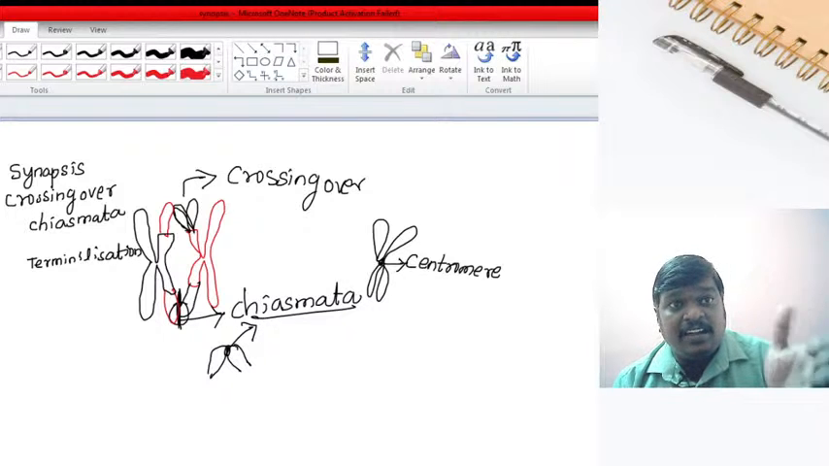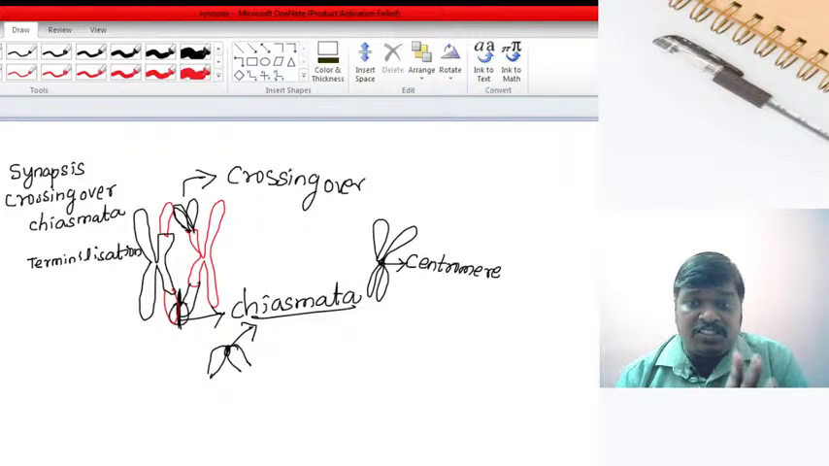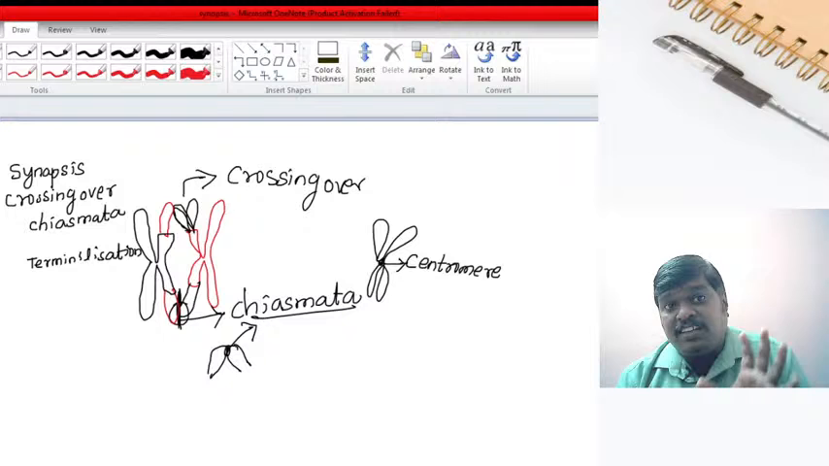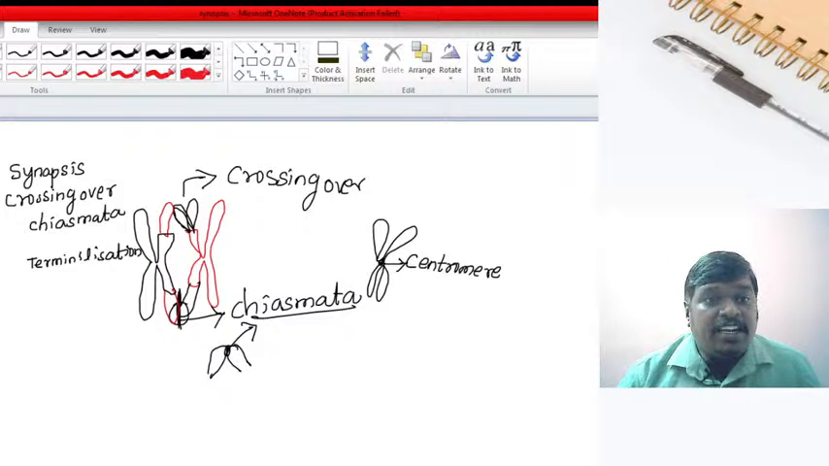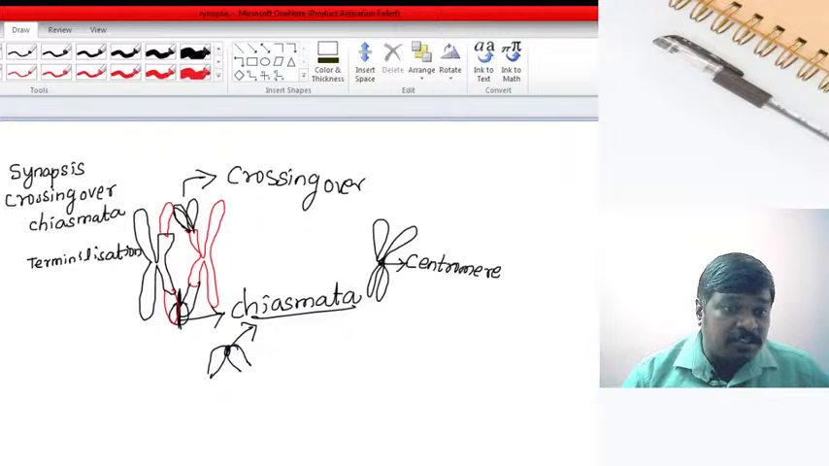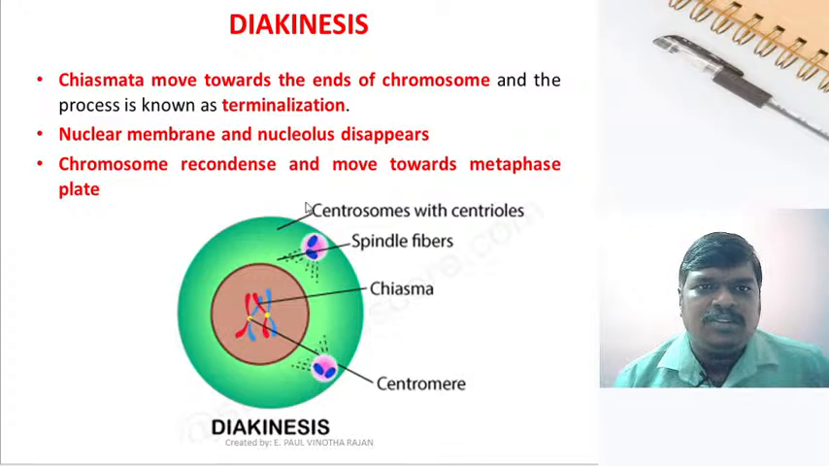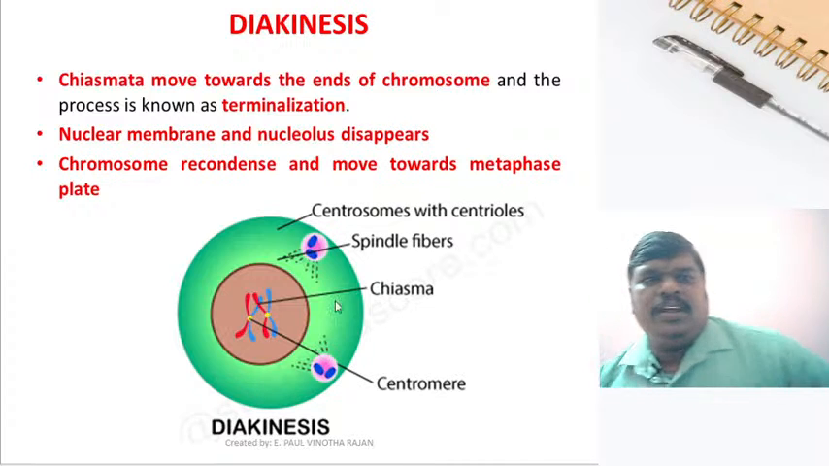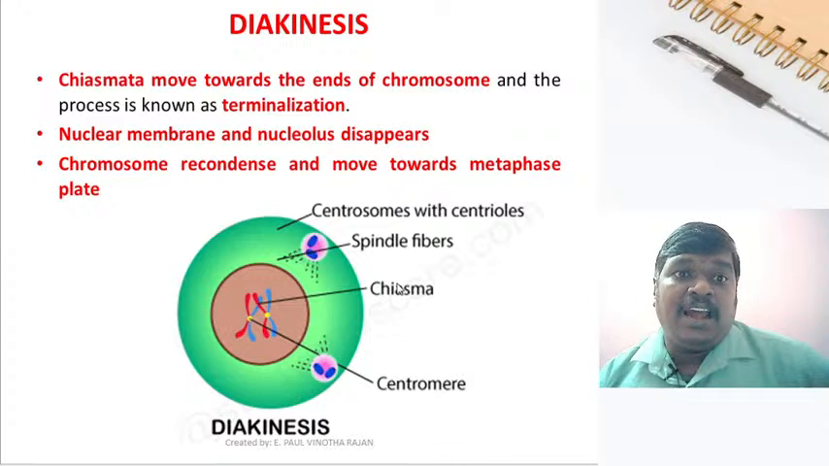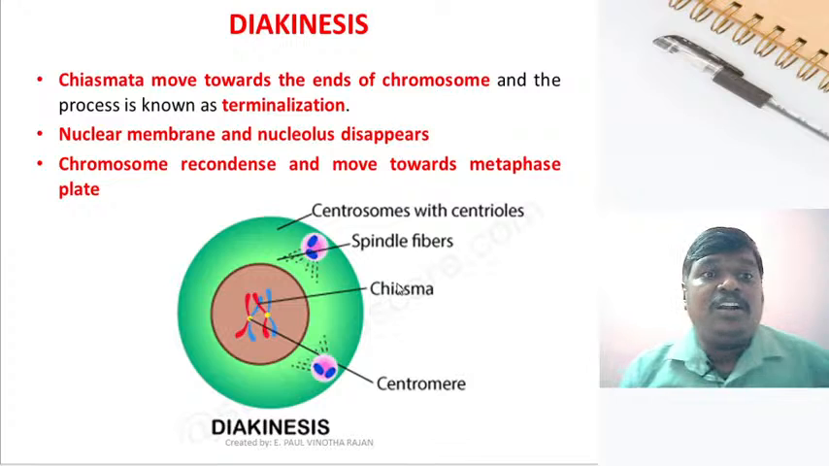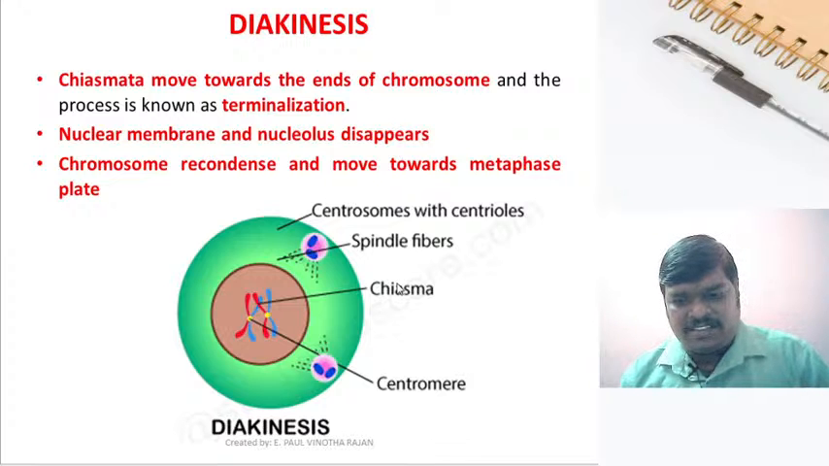Now we can see that in prophase, after all the processes, the chromatin threads condense and become the chromosomes. Centrioles split into two and move towards the poles. So all these processes take place there. At the end you can see that all these structures are formed. The centrioles move towards the poles, the nuclear membrane and nucleolus disappear, and the chiasmata get separated. It's called the terminalization process.